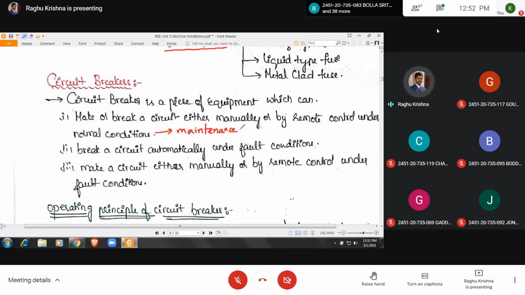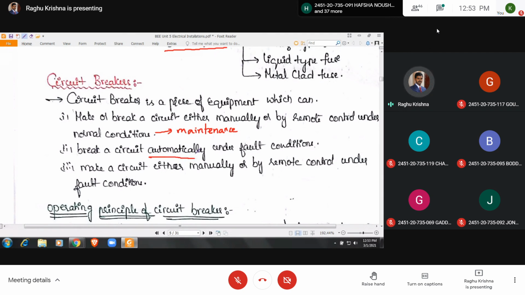If you want to do maintenance for the equipment, we can break the circuit and remove the equipment and do the maintenance, like for a transformer. If you want to do maintenance for a transformer, you can change the oil and replace the transformer. Again, you can switch on the supply. So during maintenance, you can make or break a circuit either manually or by remote control under normal conditions.